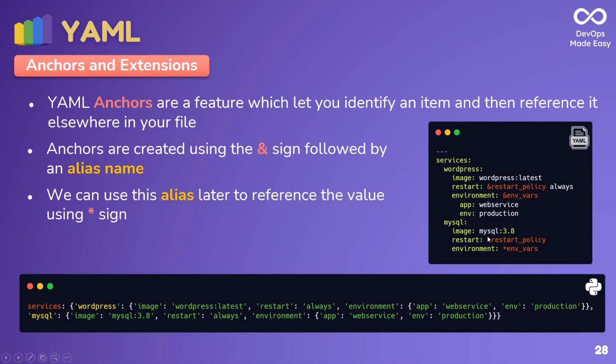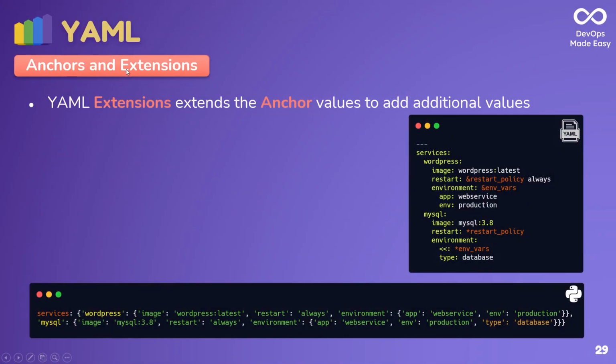But here, I'm using environment as env vars. Whatever is present here, I'm just copying it here. But after copying, can I also add my extra environment variables or extra information? Because it will only copy. But what if I wanted to copy some part from the other available anchor, but also wanted to add my own set of values? This is about extensions. Inside extensions, it will extend the anchor values. That means that apart from copying the already existing anchor values, we can also add some additional information.